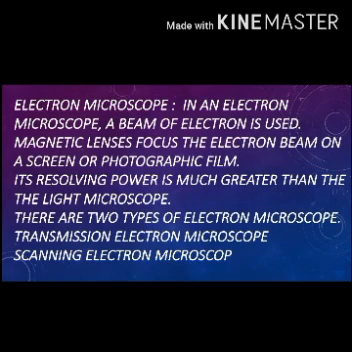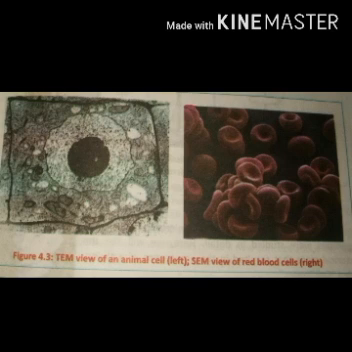Now here we have two types of electron microscopes. One is transmission electron microscope, denoted by TEM. Second one is scanning electron microscope, denoted by SEM. Dear students, now look at the picture. On the left side, it shows us the view of an animal cell through transmission electron microscope, while on the right side, it shows us the view of red blood cell through scanning electron microscope.